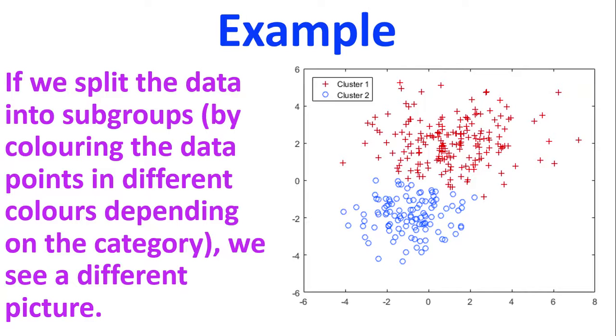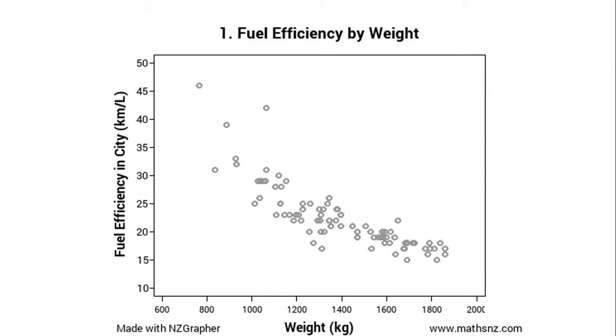So this is what subgroup analysis does: we take our graphs on NZ Grapher, colour them in different colours depending on some category, and look to see if there is a pattern. If there is a pattern, we want to try and describe it and explain why that might be happening, so telling the story. So let's have a look at our fuel efficiency.